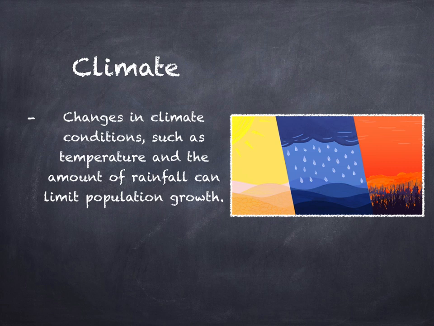Climate. Changes in climate conditions such as temperature and the amount of rainfall can limit population growth. A cold spring season can kill the young of many species of organisms, including birds and mammals. Unusual events like floods, hurricanes, and tornadoes can also have a long-lasting effect on population size.